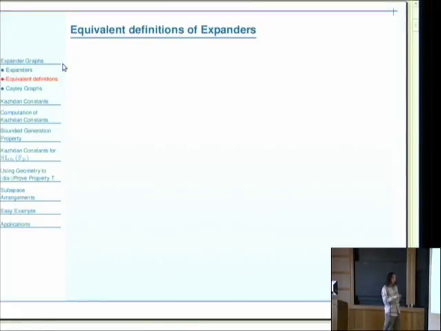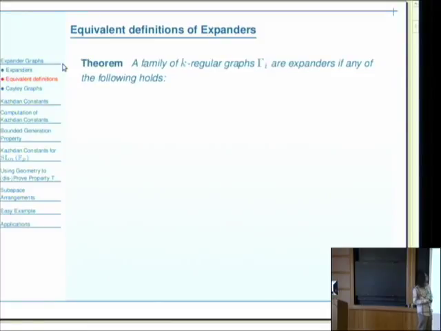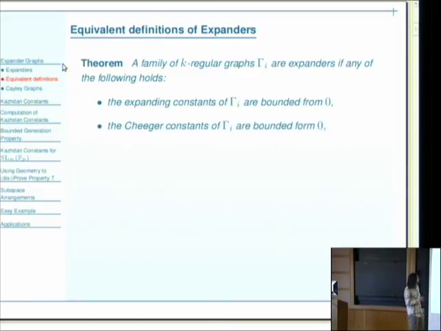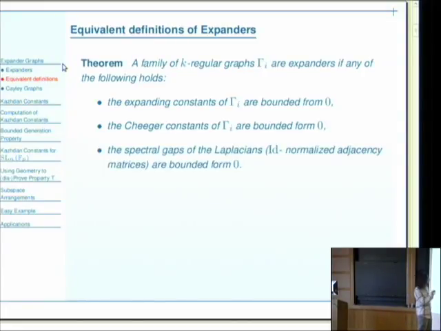There are several equivalent definitions, and one of them is what you mentioned. If we fix the degree, there are 3 things which are equivalent. One is a uniform bound for the expanding constants. The second is a uniform bound for the Cheeger constant, which is more or less the same, but you count the number of edges leaving your set. And the third one, which I really care about, is the spectral gap of the Laplacian. You take the identity minus the normalized adjacency matrix, this is a positive semidefinite operator, and you look for a spectral gap.